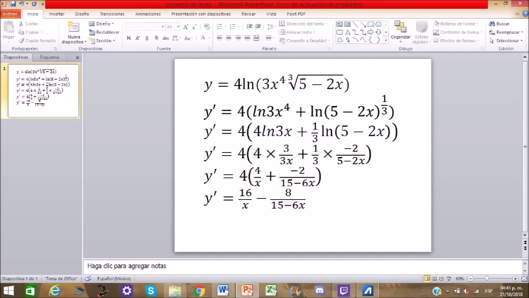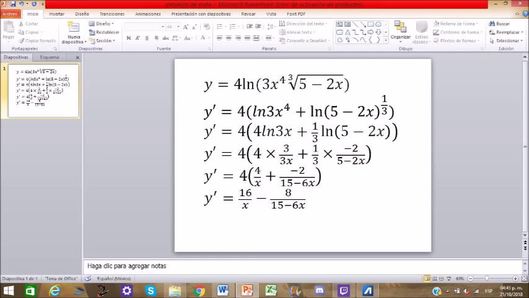So 4 over x plus, and then in the other one, if we're multiplying 1/3 by negative 2 over 5 minus 2x, we simply multiply 3 by both of the terms that we have in the lower part. So negative 2 over 3 times 5 minus 2 times 3. That should give us negative 2 over 15, 3 times 5, minus 6x, 2 times 3. So we should get negative 2 over 15 minus 6x.